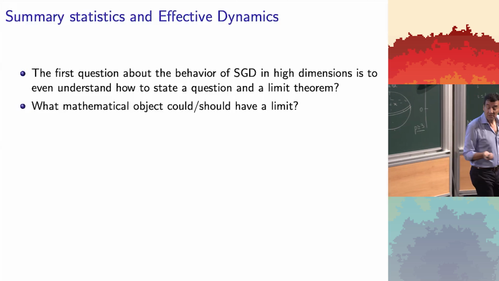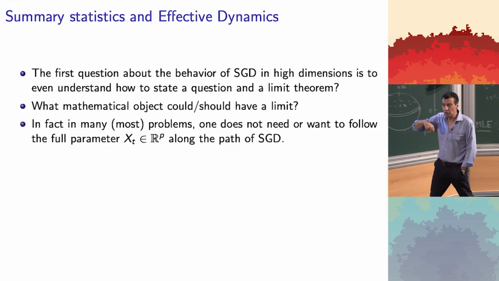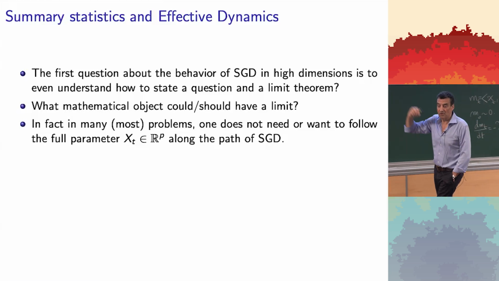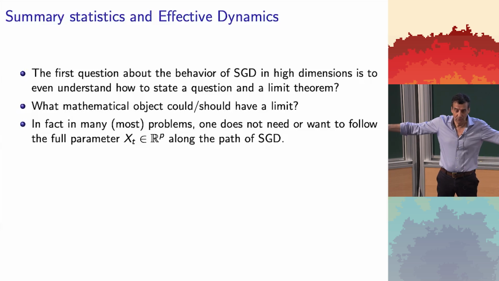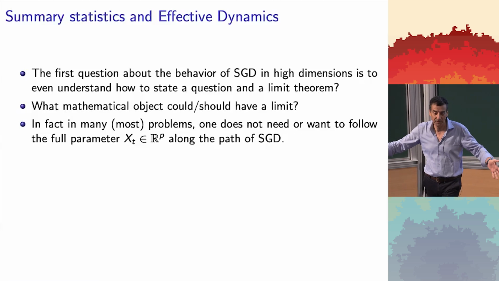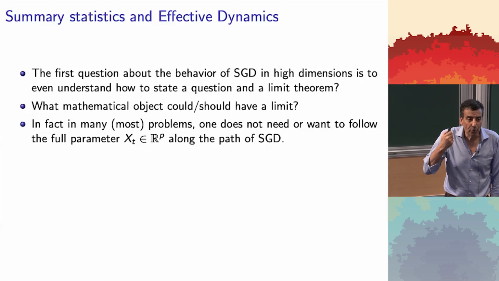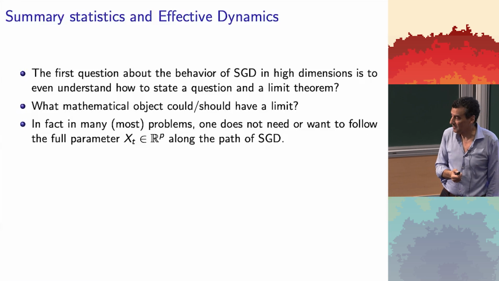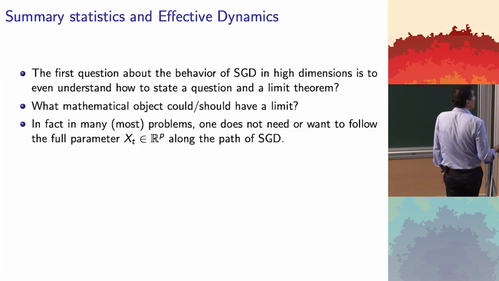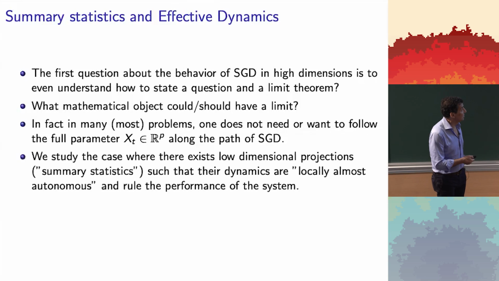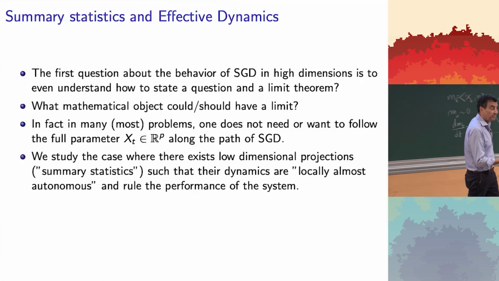One way is to remember that in many cases, again, it's my usual two numbers. You have a space in dimension 10 to the 9. In fact, it could be 10 to the 12 or 10 to the 14. If you wait long enough, Google will have gone to 10 to the 15. So what does converge? But of course, you don't want to follow these 10 to the 9 parameters. You don't care. In most problems, you don't need to follow the full parameter along the path of the SGD. So we start with the idea that you just need to follow a few of them.